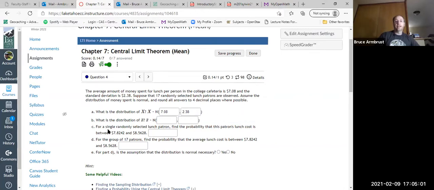All right, so now the second one says, what is the distribution of X bar? So remember X bar, that means the average of the X's, so the means. So this is our sample means. All right, so what's the mean of our sample mean distribution? All right, cool. A bunch of you are throwing it in there. It's 7.08. It's the same mean as for the regular distribution.